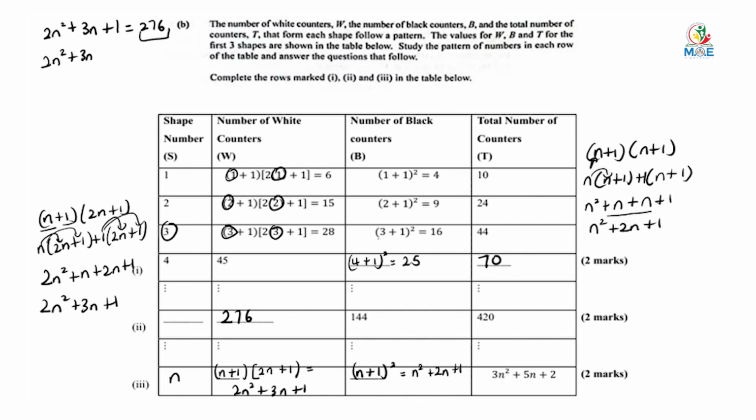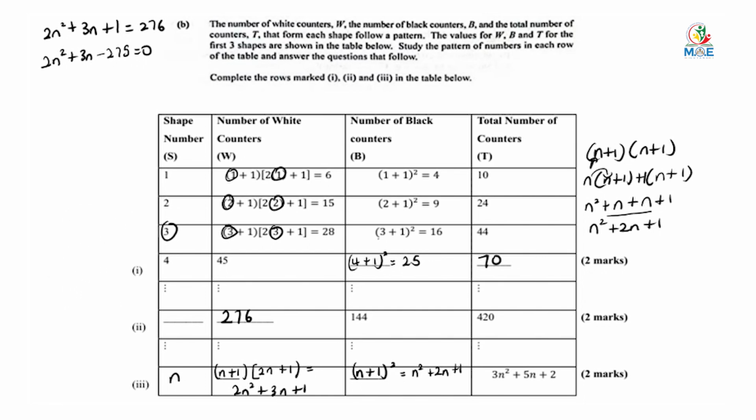So this 176 is adding, so you take it over and subtract. So we'll have 1 subtract 276, which will give us minus 275, and that is equal to 0. So what I can do now is factorize this and then solve. I will erase this to get some space. I'll use the AC method to factorize.